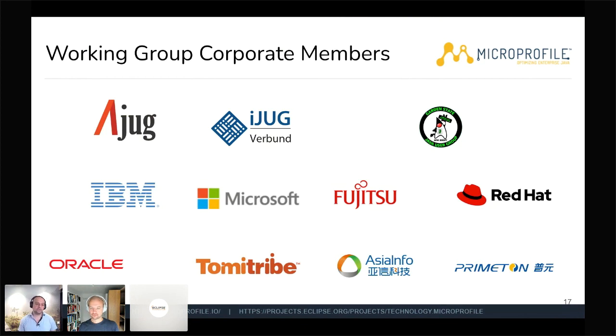But then you also see the top line, which is JUGs, Java user groups, that are also part of the working group, where they support and put in some work from the community side as well. So Atlanta JUG on top there, iJUG, an umbrella Java user group for Germany, and also Garden State Java User Group, Garden State being New Jersey, so US based as well.